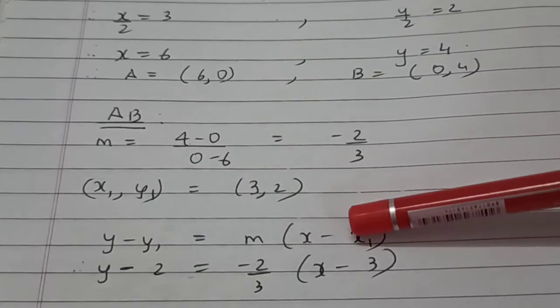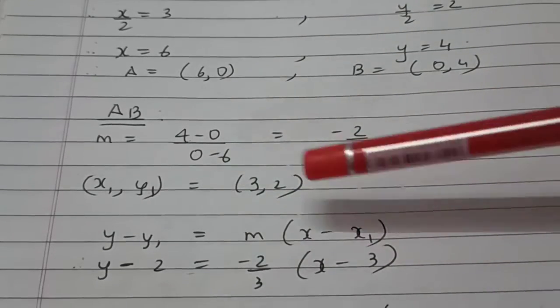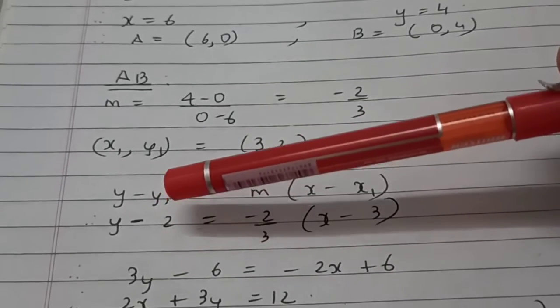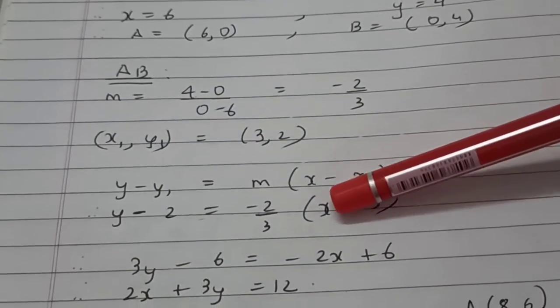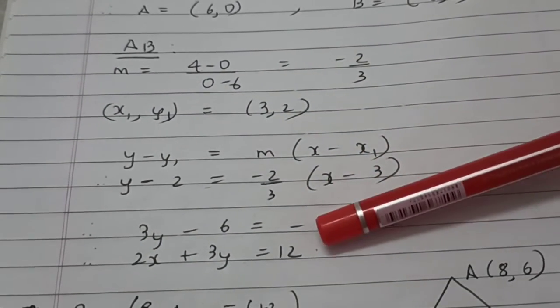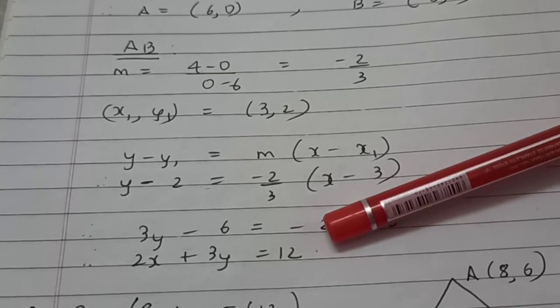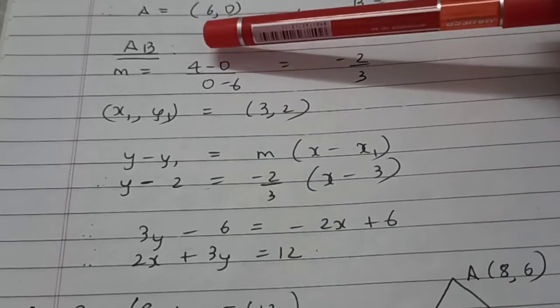So this is the format. Substitute the values of m, x1 and y1 and remove the LCM, open the brackets, rearrange the terms, and you get this as the final answer, the equation for AB. Make sure you give the heading AB.